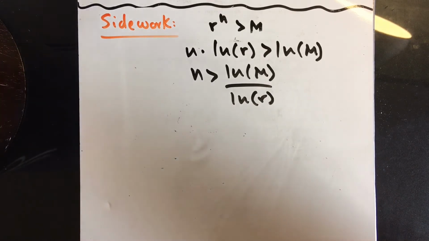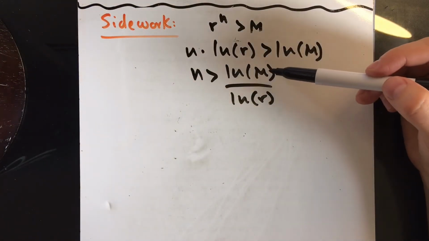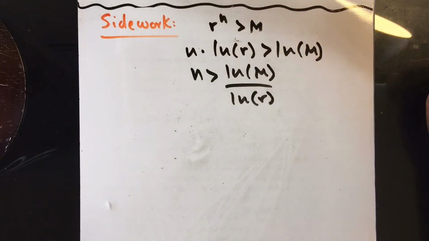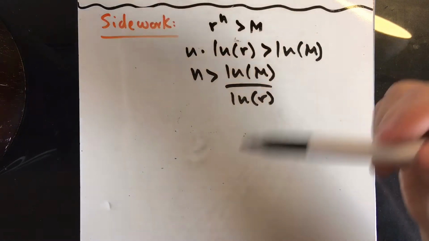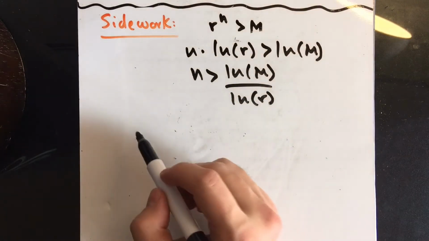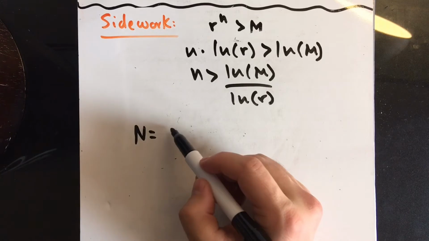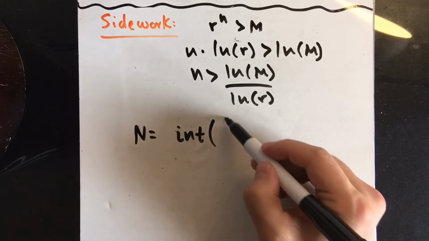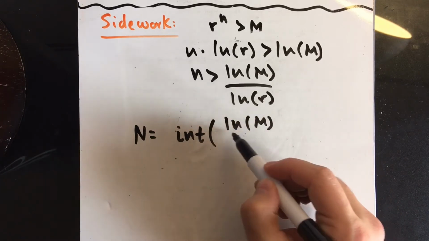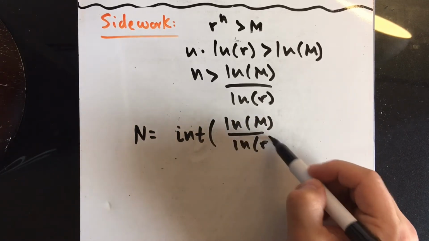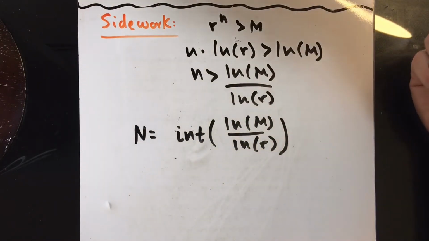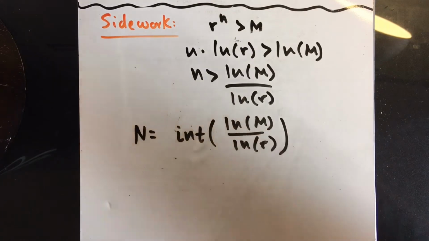But notice that the natural log of a real number M divided by the natural log of a value r that is strictly greater than 1 is likely not a natural number. So let's take this expression and apply it into the greatest integer function. So for now, our choice of N is this, and what this does is ensure that we don't get a decimal number for our value of N.